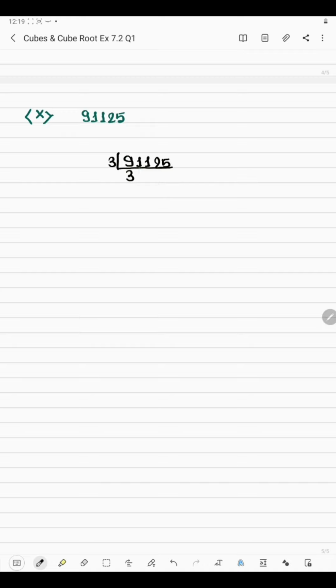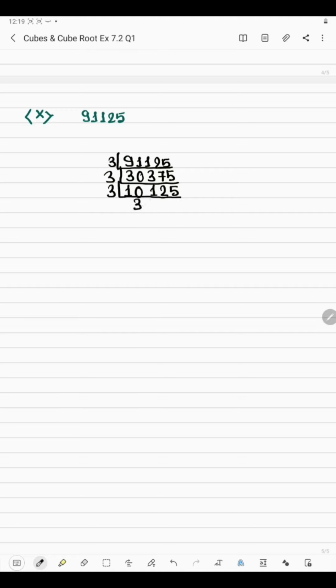3 3s are 9, then 0. 3 3s are 9, 3 7s are 21, 3 5s are 15. 3 1s are 3, 0, 3 1s are 3, 3 2s are 6, 3 5s are 15. Now 5 plus 2 is 7, 7 plus 1 is 8, 8 plus 1 is 9. So again it will be divisible by 3.